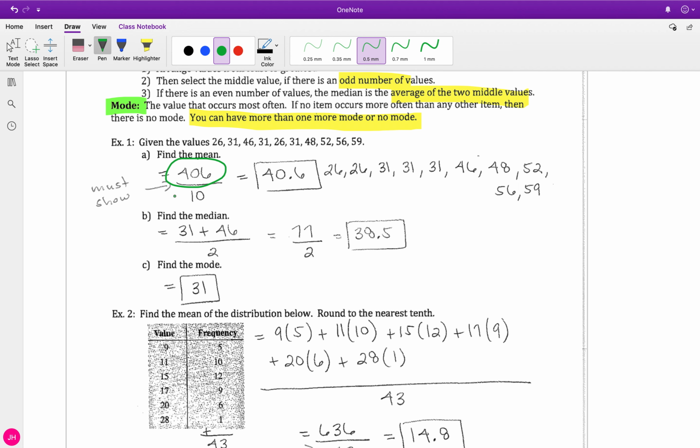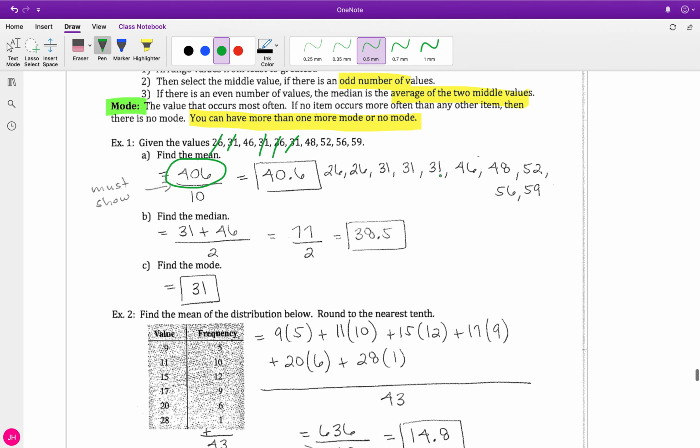Now for the median, I have to take these numbers and put them in order. I know there are 10, so I can check myself: 1, 2, 3, 4, 5, 6, 7, 8, 9, 10. Yep, I got them all. One little hint when you're writing them out, like this first 26, go and cross out the ones that you've used. That way you're less likely to forget a number, or you can find it easier, like where it might need to go if you made a mistake.